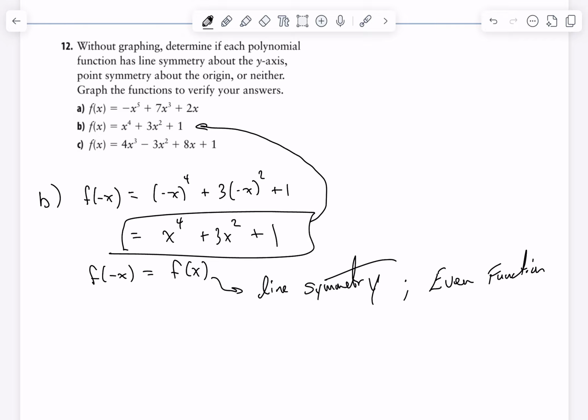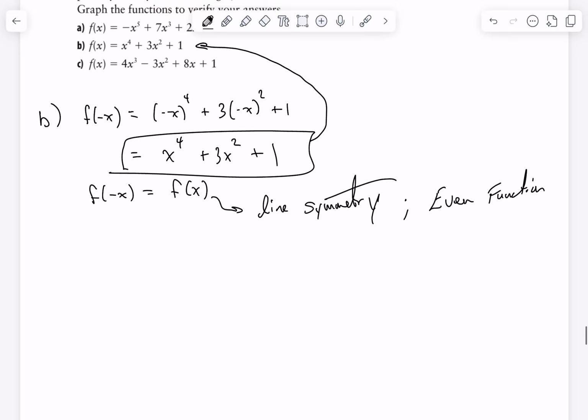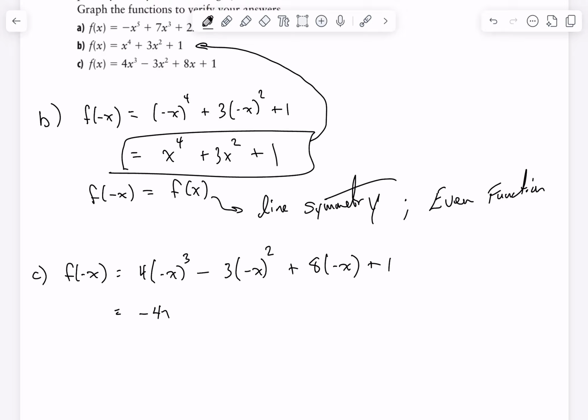Okay, and I'll do C. C is, if I evaluate C, we're going to see it's 4 times negative x cubed minus 3 times negative x squared plus 8 times negative x plus 1. Okay, and so this is going to be negative 4x cubed minus 3x squared minus 8x plus 1.